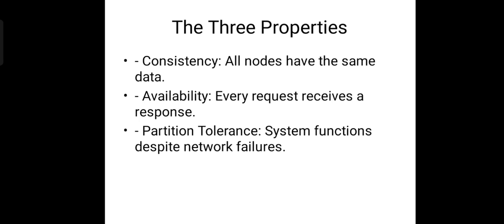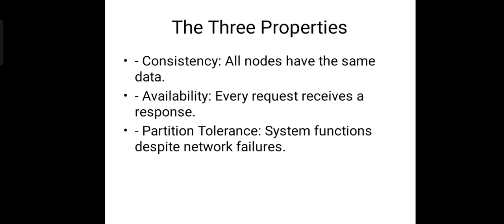When you update data on one node, the change must be reflected on all nodes immediately before any other read happens. Suppose in a bank system, if you transfer 500 from account A to B and then check the balance, the system should reflect the updated balance everywhere.